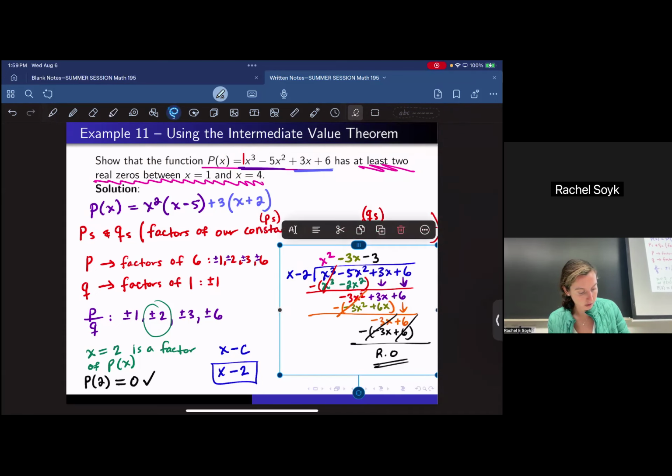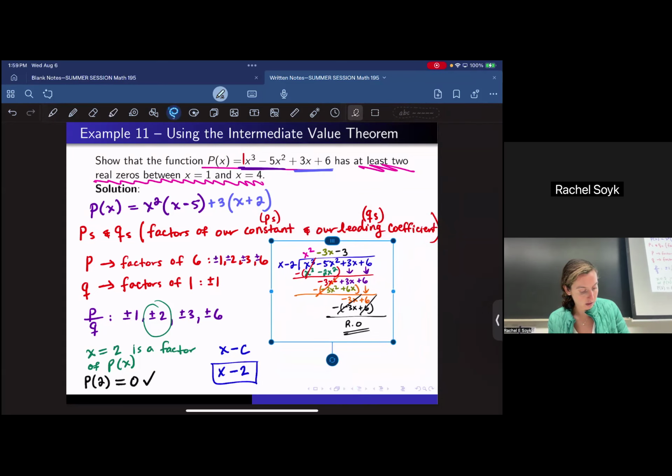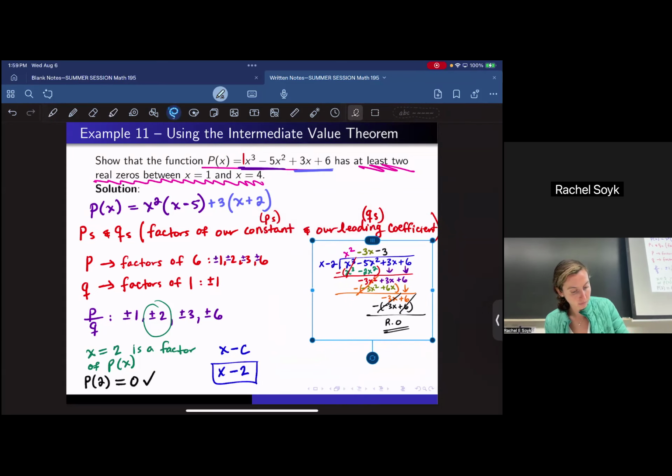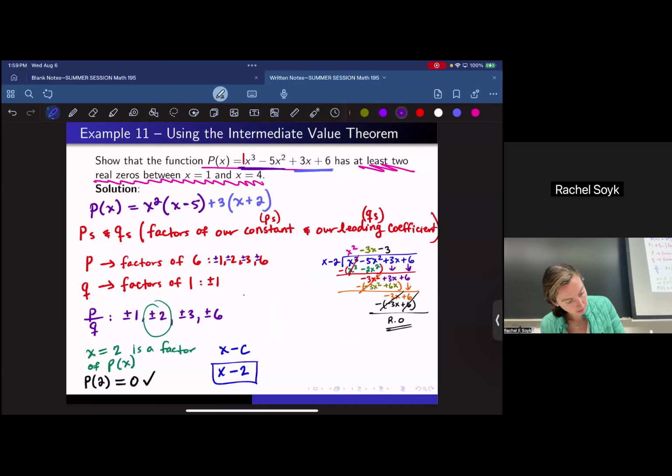I'm just going to make it smaller so we have some more space. So we have, again, our p of x is equal to x to the third minus 5x squared plus 3x plus 6. This is simplified to x minus 2 in parentheses, x squared minus 3x minus 3. Okay. Almost there.